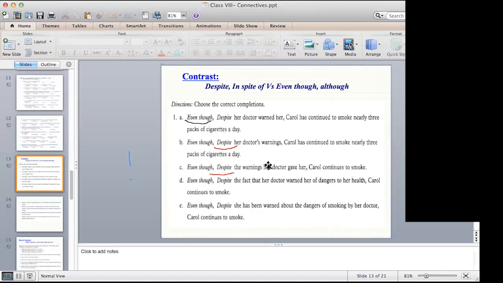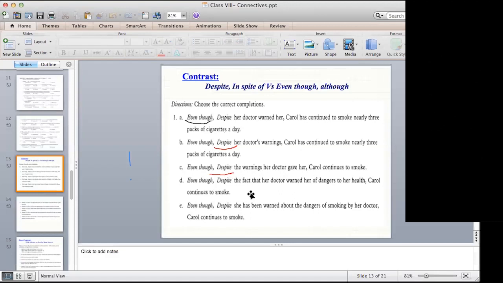The noun is stronger. Then we have despite. Every time we have a noun, we use despite. I was just explaining the doctor gave. We have a verb, and some of the students might say, but you told us we have a verb, it's a clause. Well, this clause is just an adjective clause. It's not a noun clause. It just modifies this warning here.